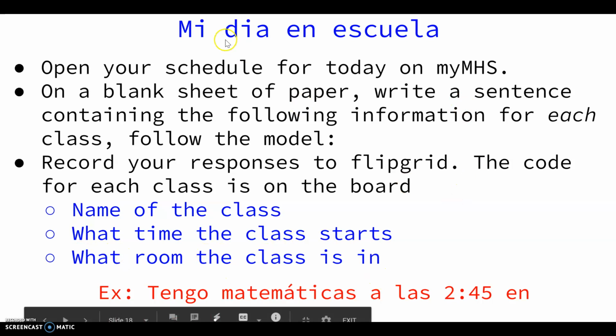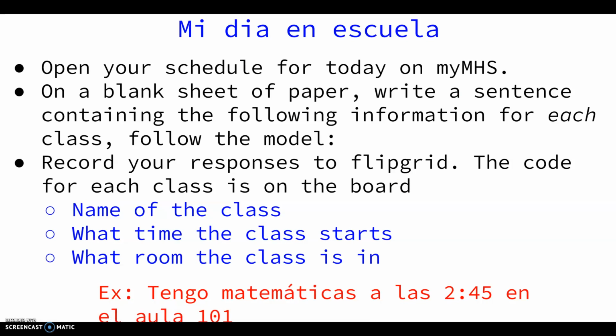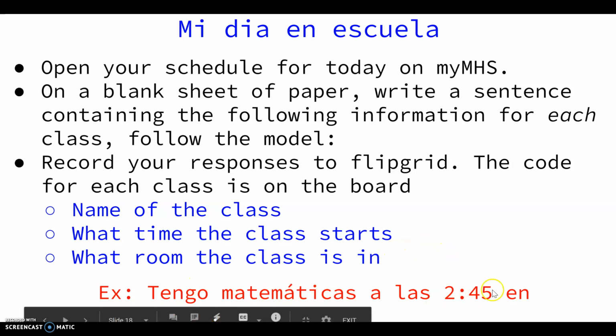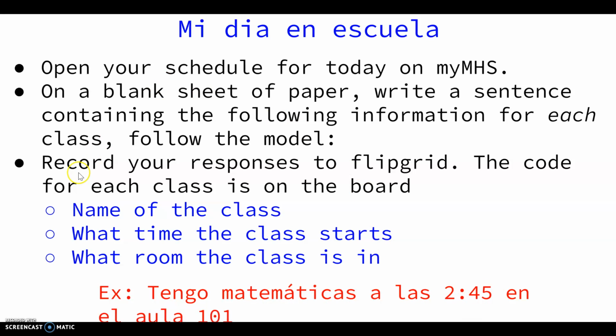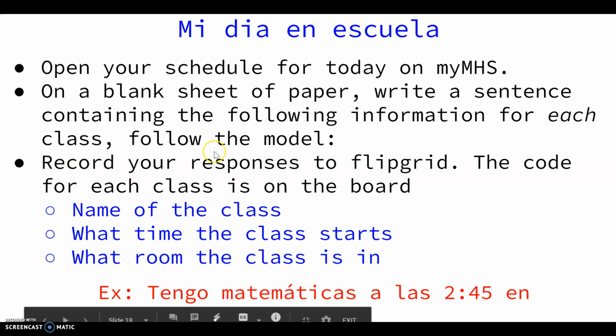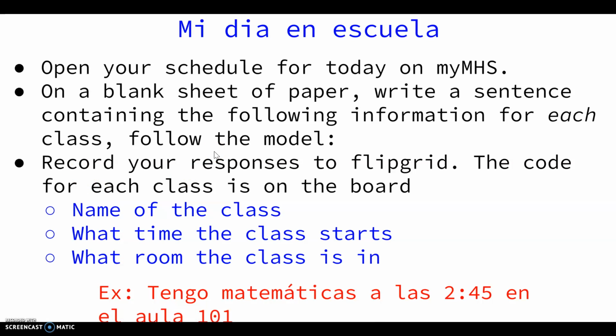For example, down here I have: tengo matemáticas a las 3 menos cuarto en el aula 101. I've expressed the class title, the time in which it happens, and the classroom in which it occurs. Once you've done this for all 6 of the time slots that you have today, 7 including break and lunch actually, I want you to record your responses to Flipgrid. The flip code for each class is listed on the board.